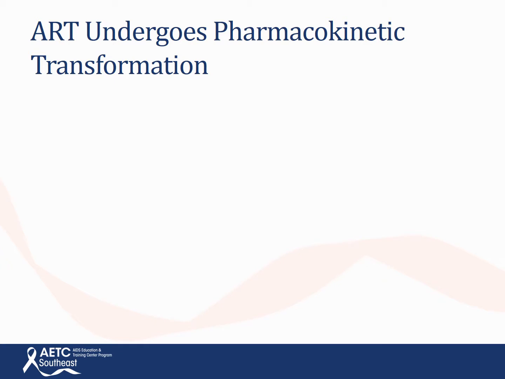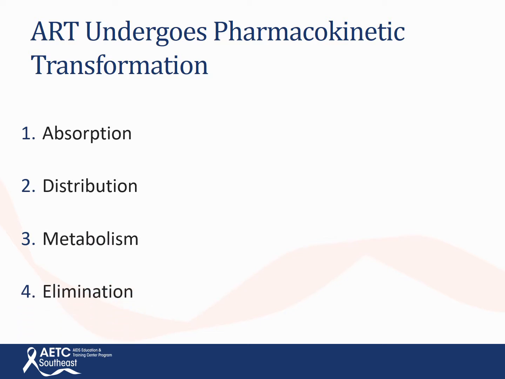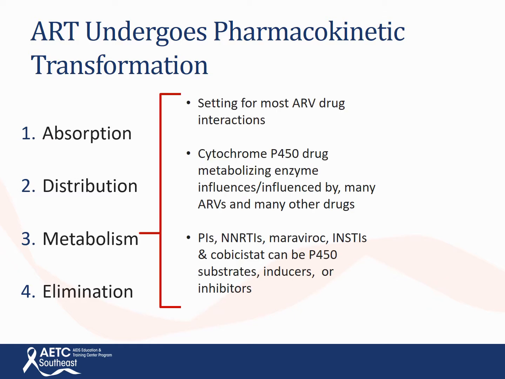Antiretroviral drug interactions can occur when there are alterations in drug absorption, distribution, metabolism, or elimination. Now, absorption occurs in the gut, so this can be affected by changes in gut pH or gut motility. Distribution is when drugs distribute to tissues, so these can be affected by changes in volume, such as pregnancy, and by drug displacement. Metabolism mainly occurs in the liver, and this is where most antiretroviral drug interactions occur because of changes in hepatic drug metabolizing enzymes like cytochrome P450.